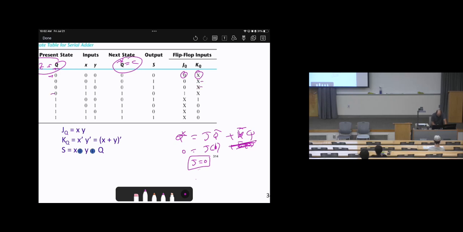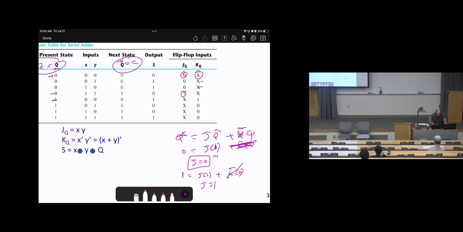When we go to the last, state number 4, Q is 0, Q bar is 1. So here Q star is 1, while J times 1 plus K bar times 0. So this is 0, therefore J will be 1. That's how we get this.